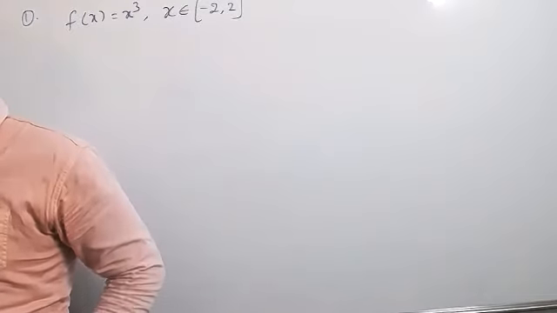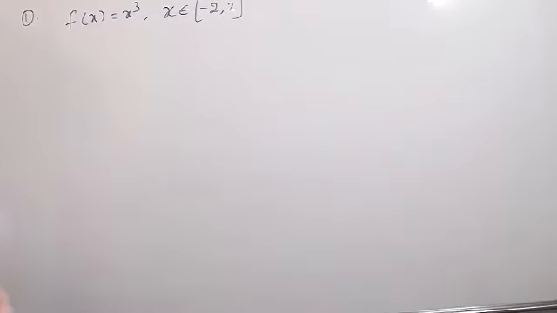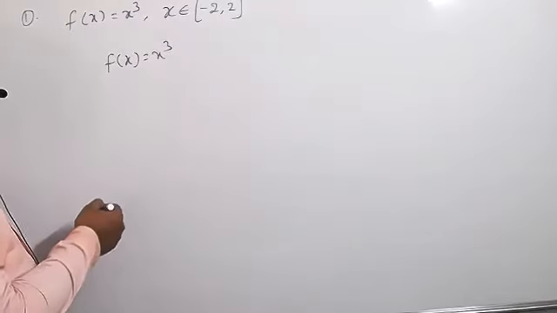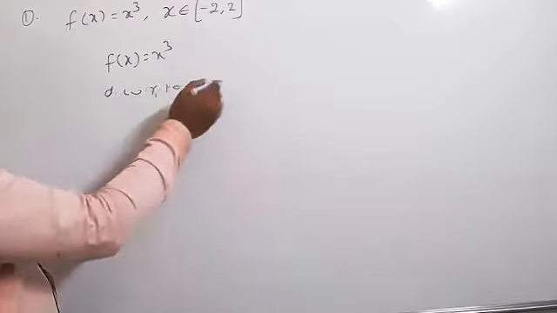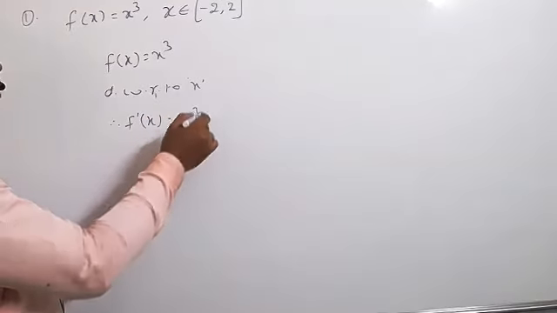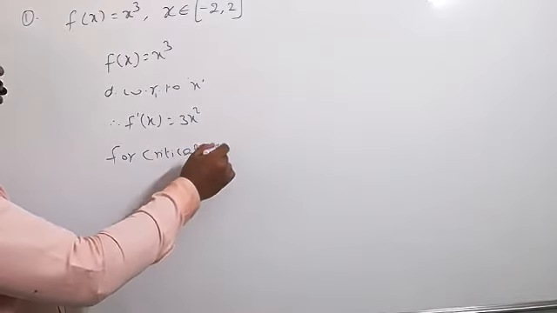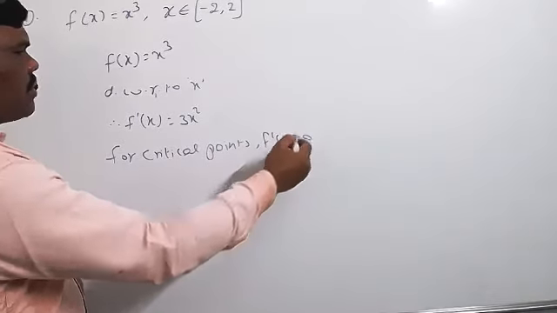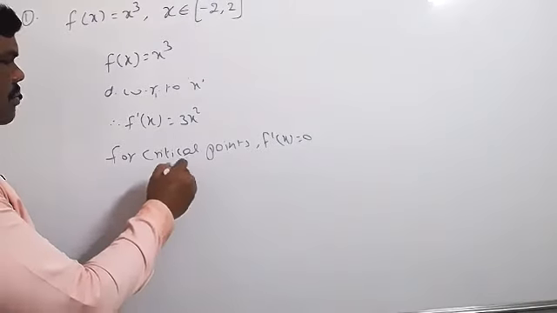First differentiate the function and find the critical points. Later we'll get the points. So here f of x equal to x cube. Differentiating with respect to x on both sides, f dash of x equal to 3x square. For critical points, f dash of x equal to 0 we have to take. That means 3x square equal to 0.